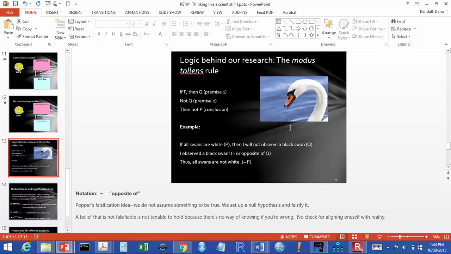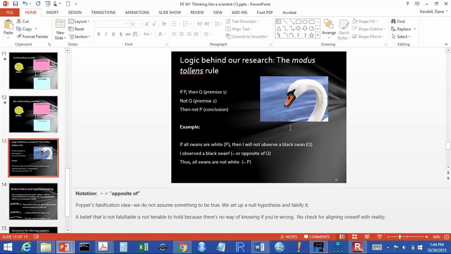The logic behind our research, modus tollens. Modus tollens is simply the name of this particular logic technique, and basically it was employed by Karl Popper. He lived several decades ago, a famous researcher, and he talked a lot about this idea of falsification.